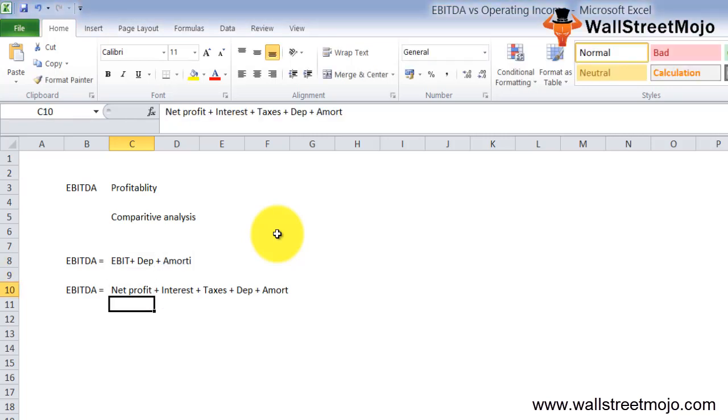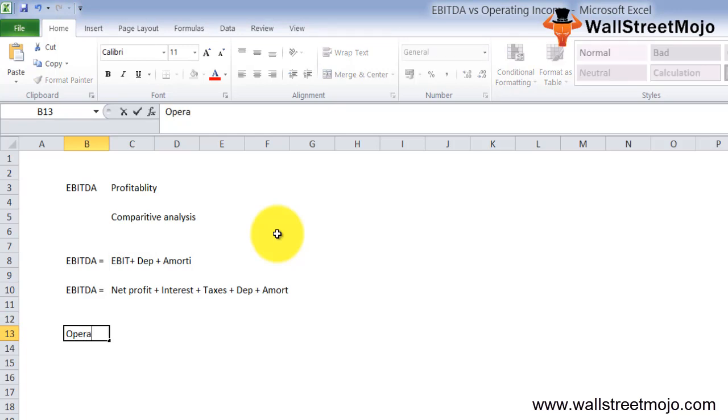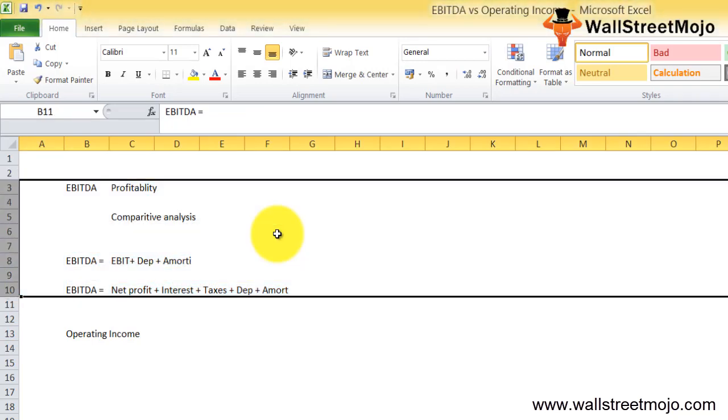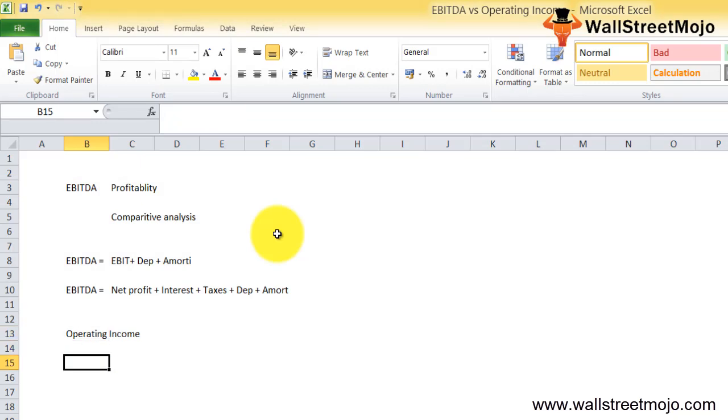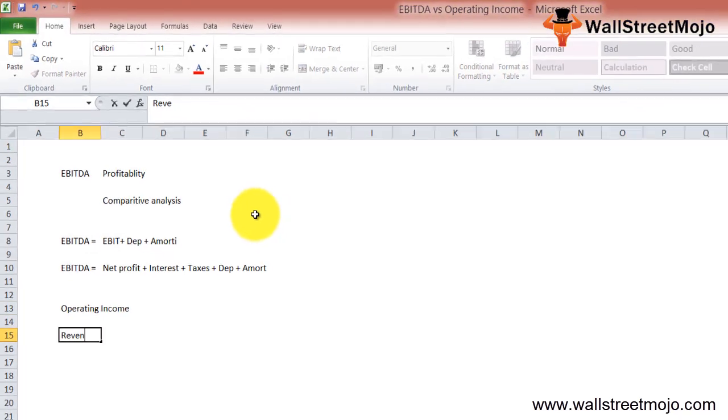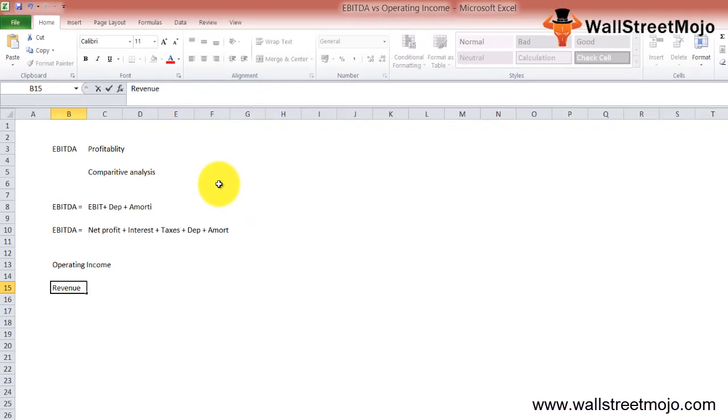Now, the next thing we have in the difference is the operating income. First, I'm trying to explain what exactly this topic is all about, and then we'll get into the nitty-gritty of the differences. The operating income is often used to find out how much of the revenue of the company can be converted into profit.